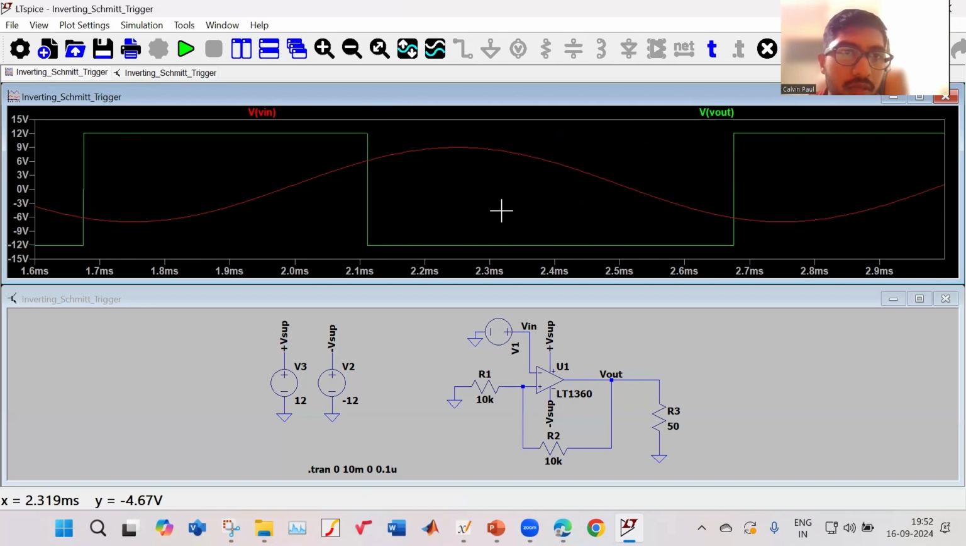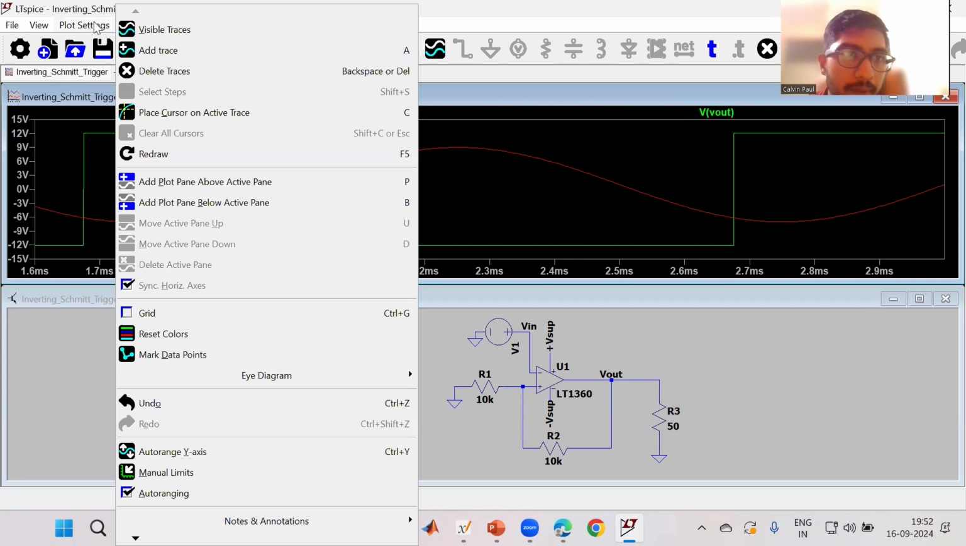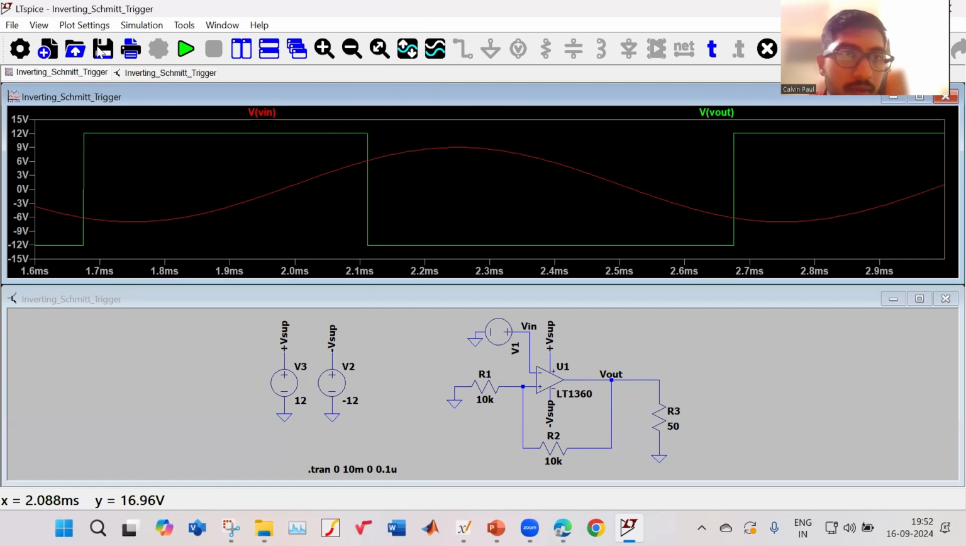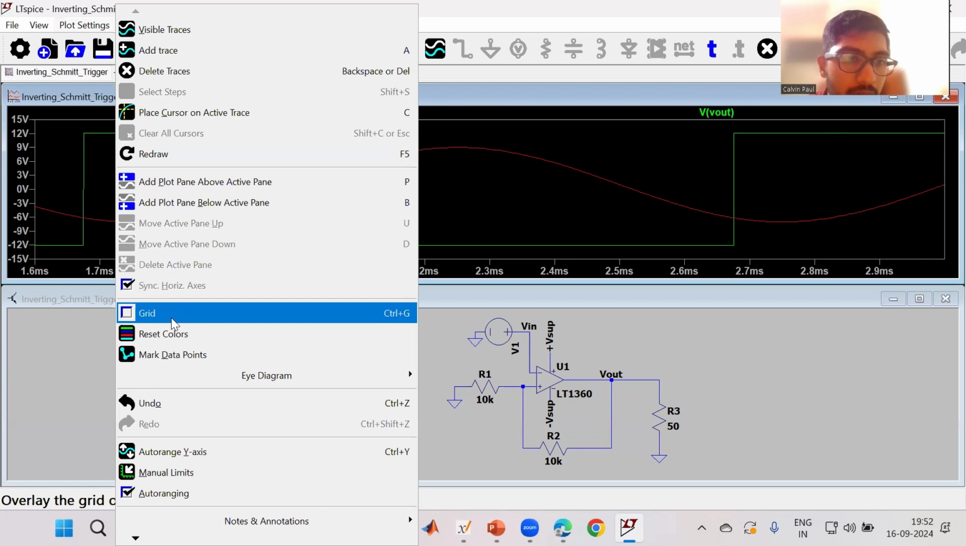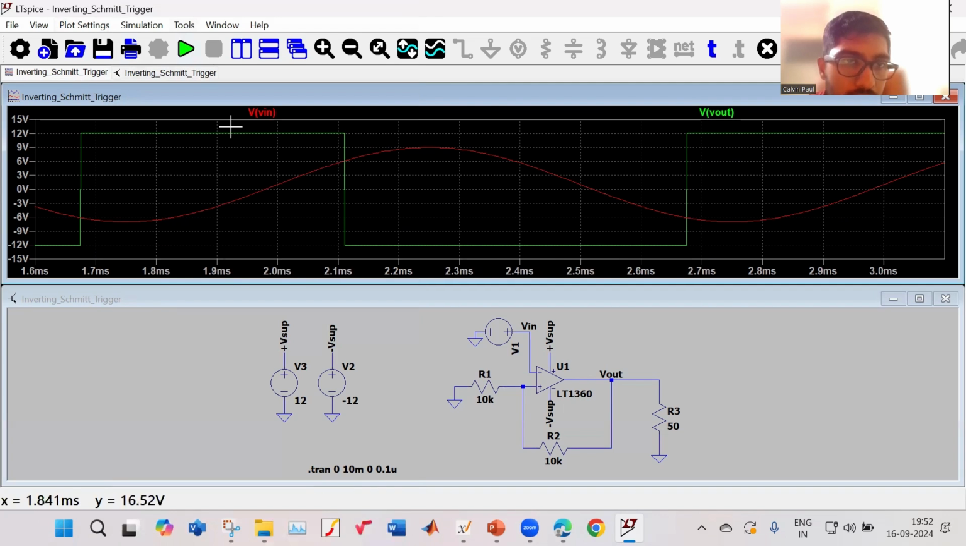There could be other ways as well. I've placed a grid now. When it is crossing plus 6 volt, it is changing, and when it is crossing minus 6 volt, it is changing again. So in this way, you can see that my inverting Schmitt trigger is working.